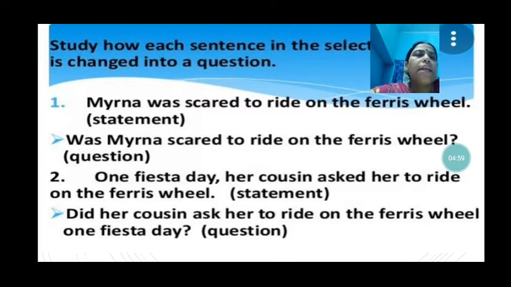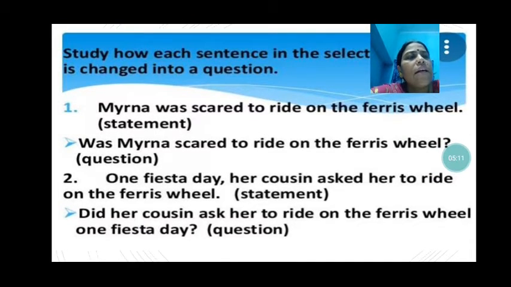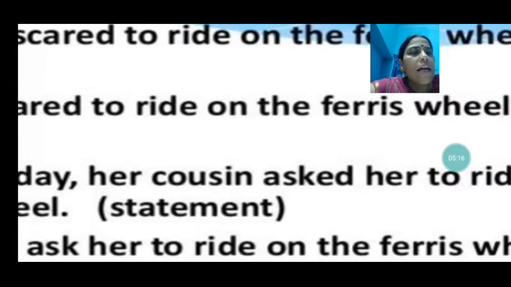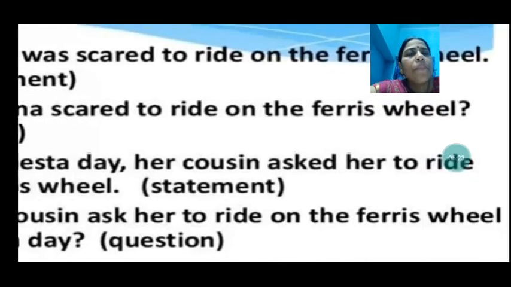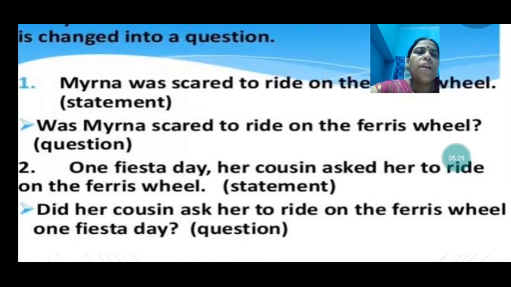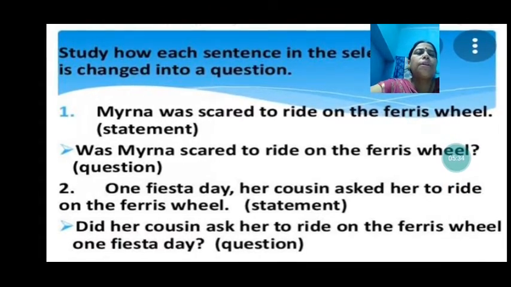One fiesta day, her cousin asked her to ride on the Ferris wheel. This is a statement. Now how will we change this? Her cousin asked. Now, did her cousin... how will we make the question? Asked is a verb, and in that case it has become past tense. So what will we do? We will make it: Did her cousin ask her to ride on the Ferris wheel one fiesta day? So that will become the question.